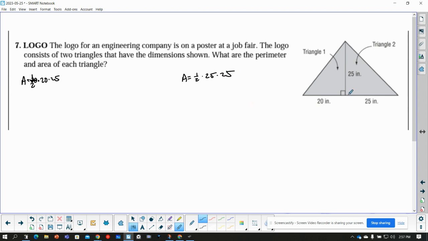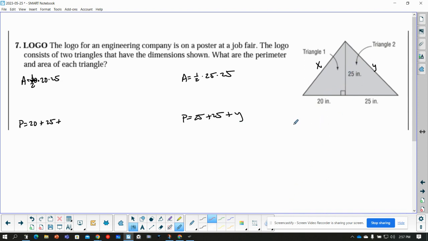The perimeter of this first one would be 20 plus 25 plus that side. And this one, I'll use a y, 25 plus 25 plus y. So the perimeter of this other one would be 25 plus 25 plus that missing side. So we're going to do the Pythagorean theorem a couple more times here, but we can do it. We're almost done. We don't have to stop now, right?